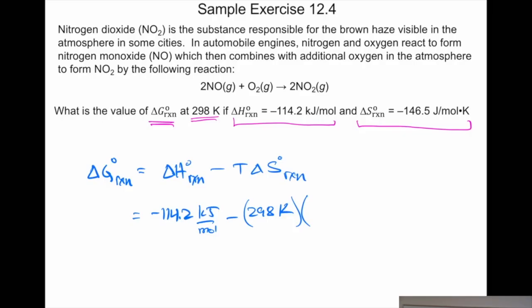So I left this one blank, but just for your notes, this is negative 0.1465 kilojoules per mole Kelvin. And just as before, not all the units cancel out, but Kelvin cancels, and we're left with kilojoules per mole, and we get negative 70.5 kilojoules per mole.